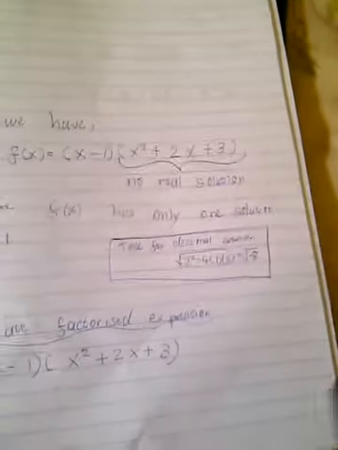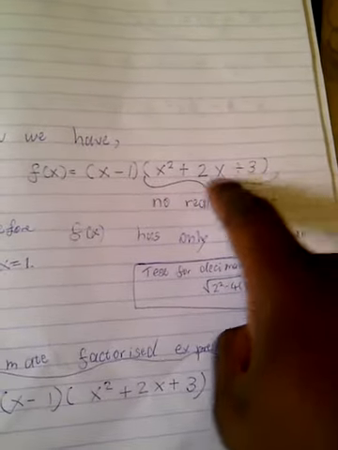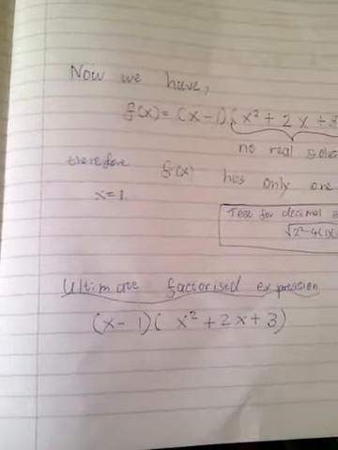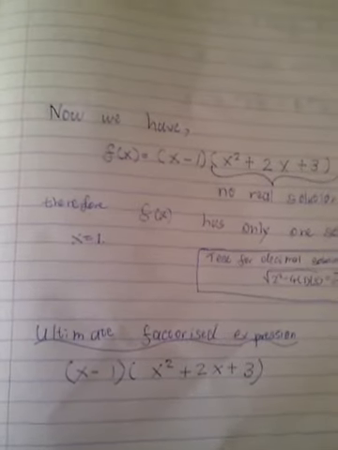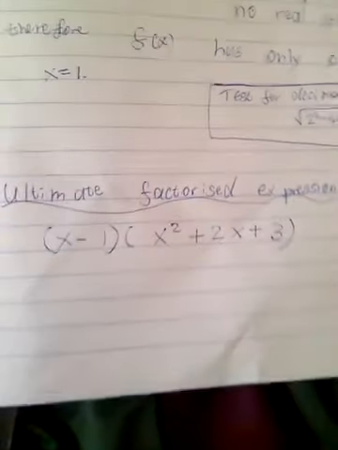So this means that this cubic function cuts the x-axis once. Therefore f(x) has only one solution, x equals 1. So the ultimate factorized expression is this.